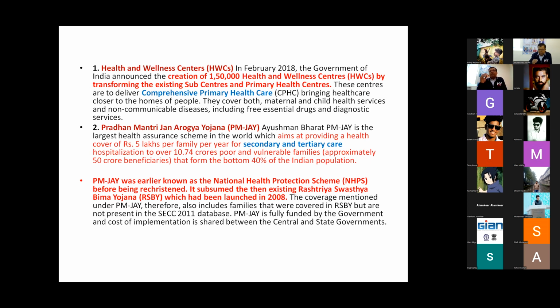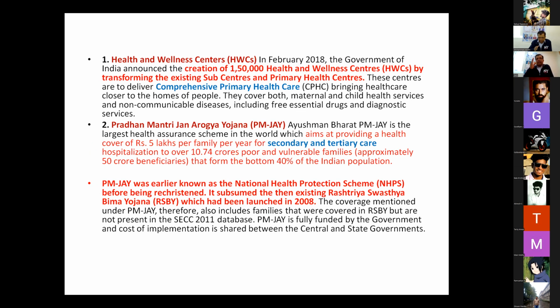So the primary care will come under the health and wellness centers. And for the secondary and tertiary care, you need to go for this PM Jan Arogya Yojana. And that is the continuum of care, right? That everybody will get all kinds of health facility. If the requirement is related to primary health care, that will come under the health and wellness center. And if it is related to secondary or tertiary care, it will come under the PMJAY.